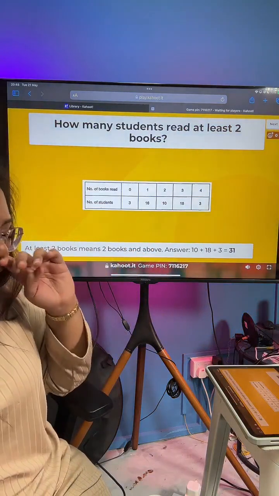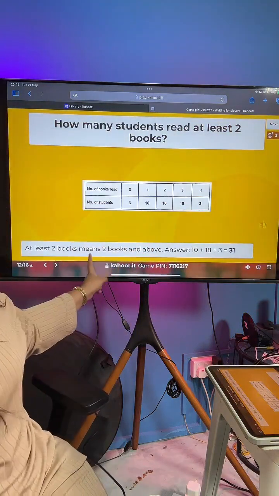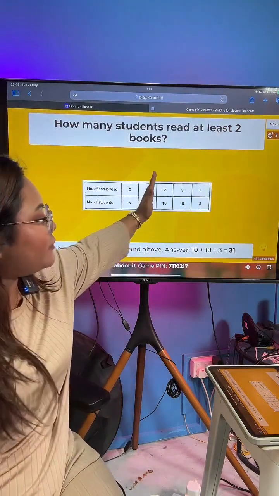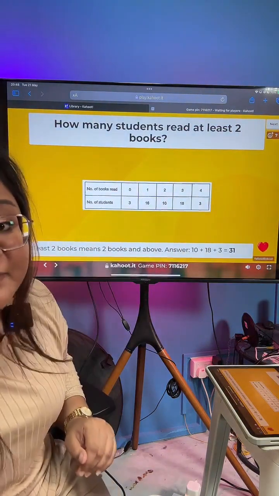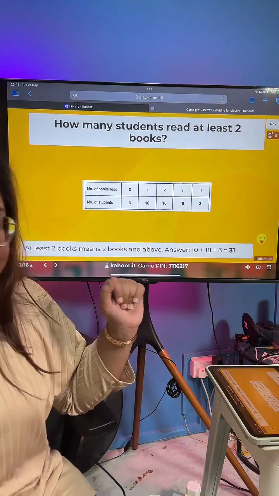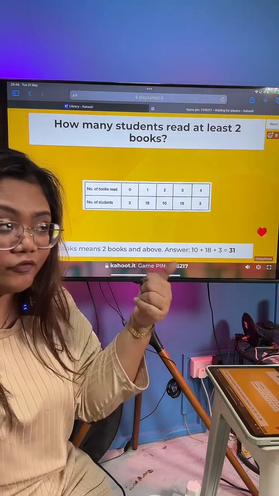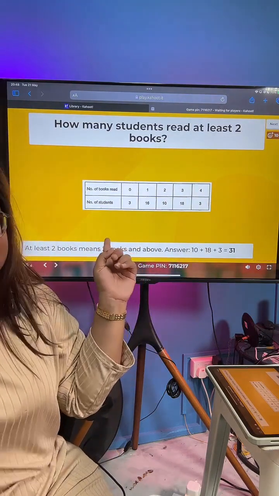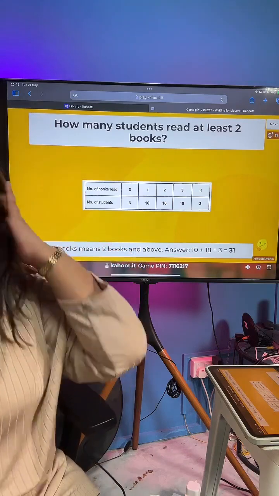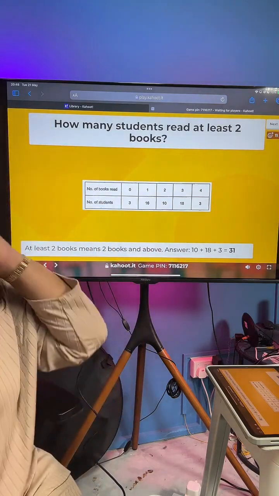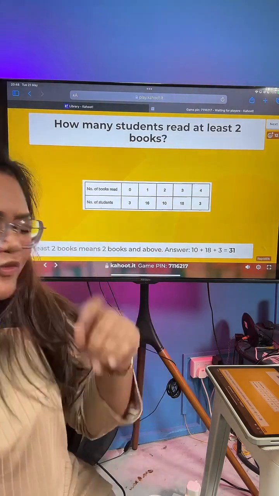This is an explanation once again. At least 2 means 2 books and above. So 10, 18, and 3. From here all the way, I add them up. 10 plus 18 plus 3 gives me 31. This is very applicable for P3, P4, P5, P6, P6 foundation. It will come out once in your exams. Usually it will. Somebody said, so easy, you can also solve it when you're sleeping. You're capping. You sleep, you can't see.